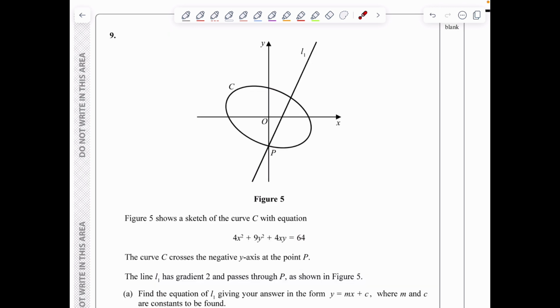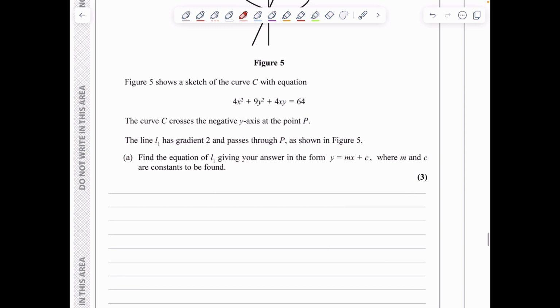Question 9, we've got a sketch of the curve C with a given equation. We are told that the curve crosses the negative y-axis at point P as shown. The line L1 has a gradient of 2, so let me note this down. The gradient is 2, passing through P, and we need to find the equation of the line L1 in the form y is mx plus c.